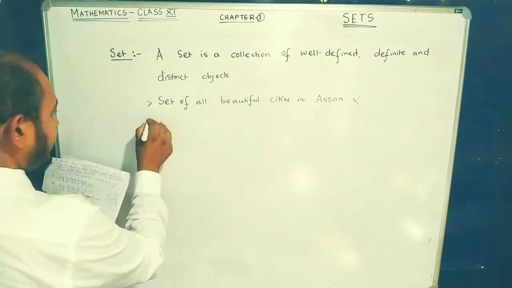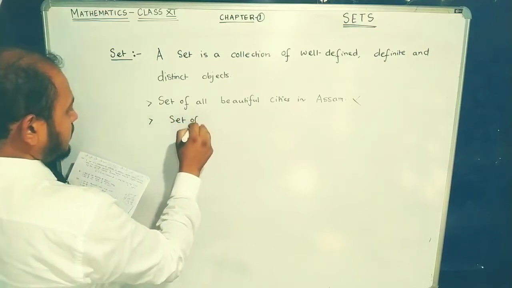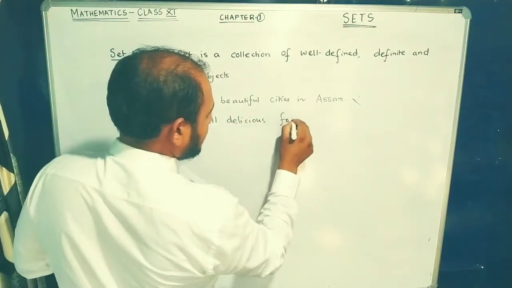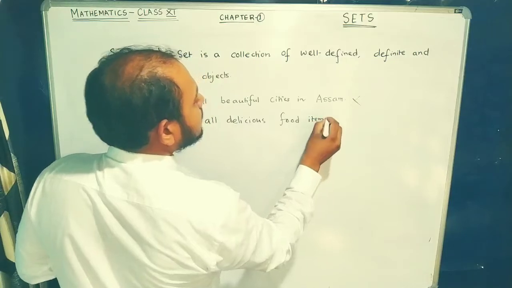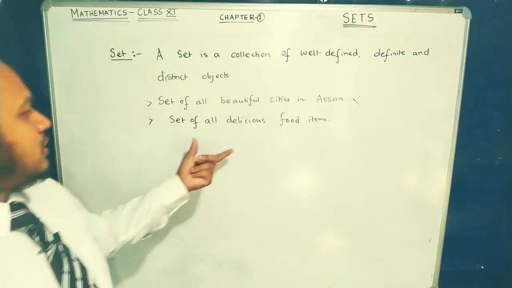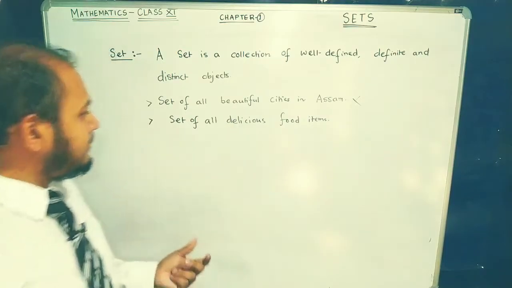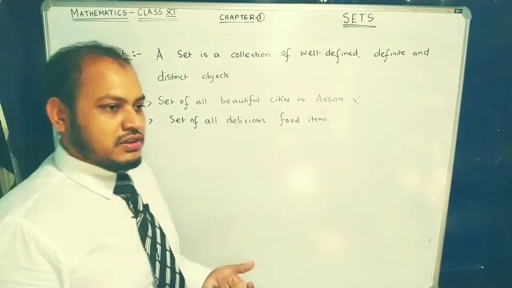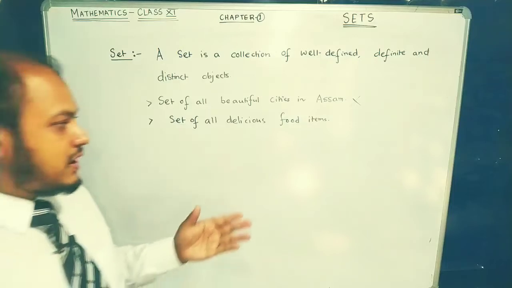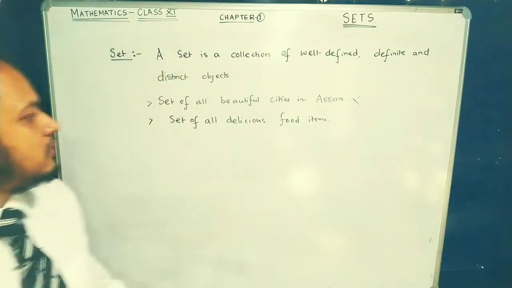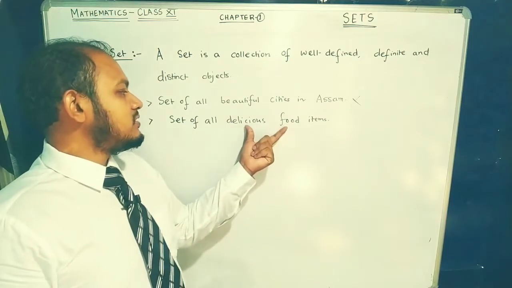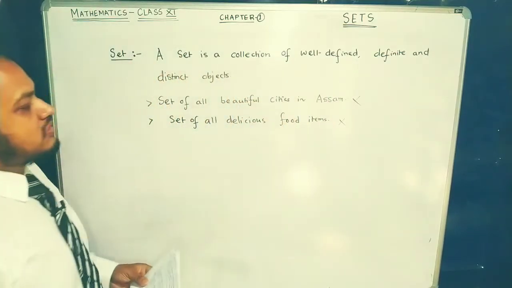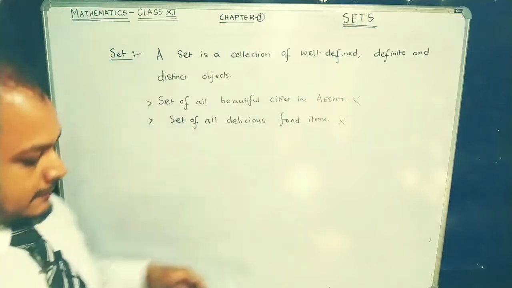Another example, let me say set of all delicious food items. Now this again is another example in which you cannot say that it is a set. Why? Because again the deliciousness, how can you say which food is delicious and which food is not delicious? Maybe the food that you find delicious, it may or may not be delicious for the other person. So there is no criteria to judge a food whether it is delicious or not. So you cannot say that this is a set. Obviously this is not a set, because again for the same reason it is not well defined.